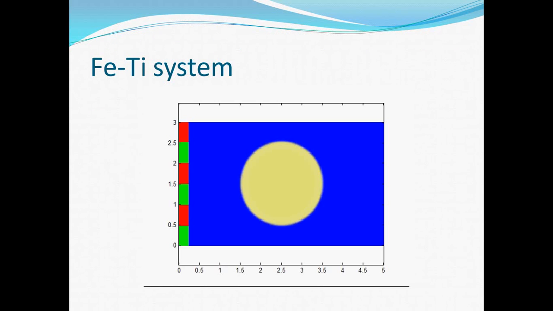So before I actually simulate the silver chloride and the potassium chloride system, I first test the code with an iron titanium system. The test is conducted in a plate with a spherical particle embedded in the middle of the domain.